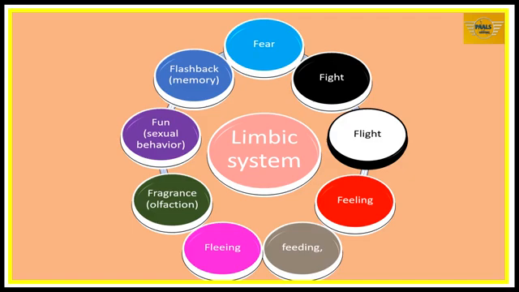As a general view of the functions of the limbic system, we can use the big 9 F's that can help us to quickly recall some of these functions. Beginning from here, we can see fear has to do with fight, flight, feeling, feeding, fleeing, fragrance, that's olfaction, fun, that is sexual behavior, and flashback, that is memory. So it coordinates a number of these activities with other parts of the brain system.